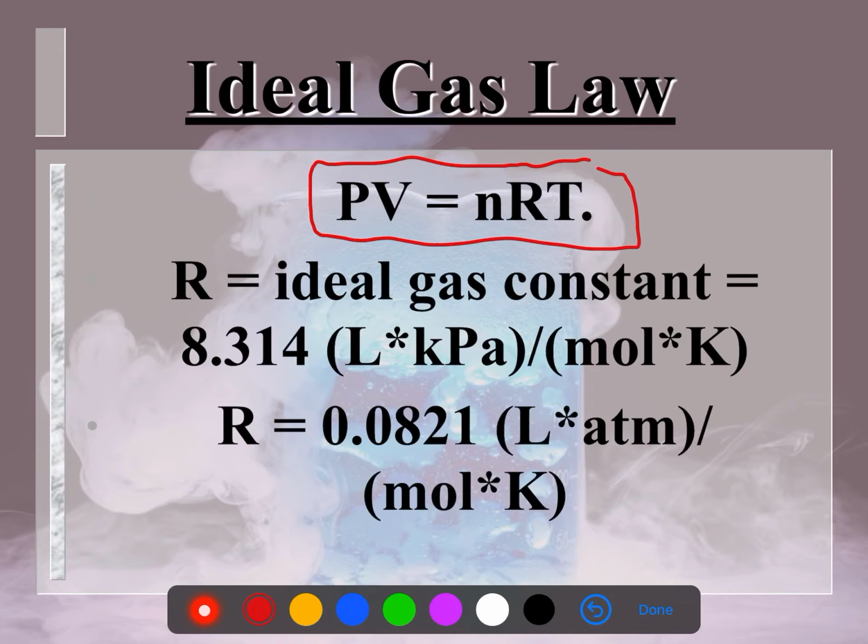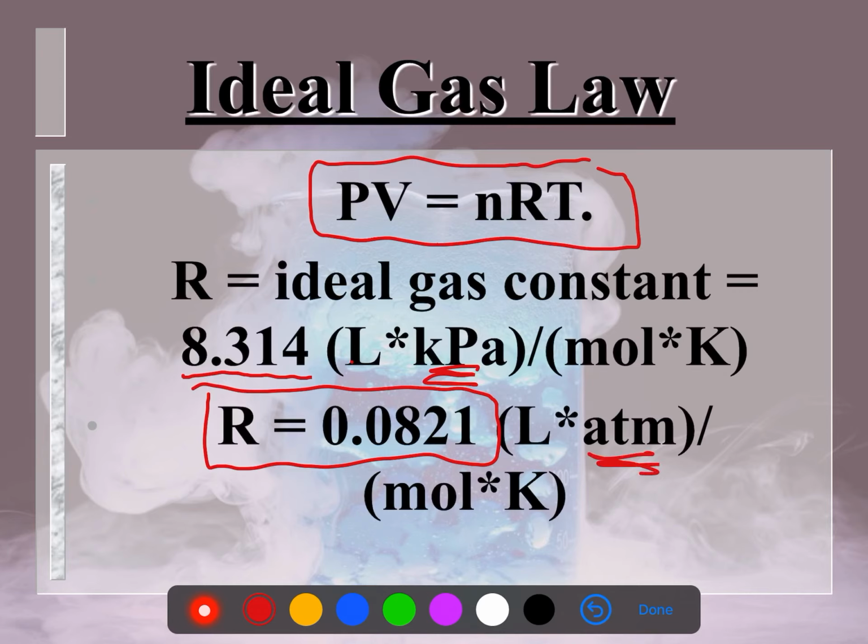There are several values for the ideal gas constant. It depends upon what pressure unit you use. So if you use kilopascal as your pressure, you should be using liters and moles and Kelvin anyway. If you use kilopascal as your pressure unit, then you're going to use the value 8.314 for R. Now, you don't have to memorize these values. They'll be given to you on the test.